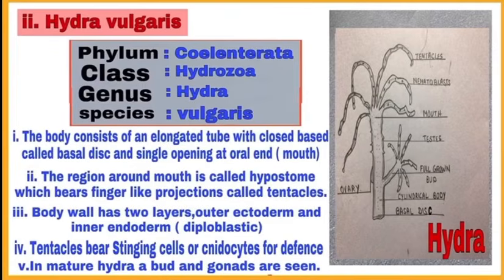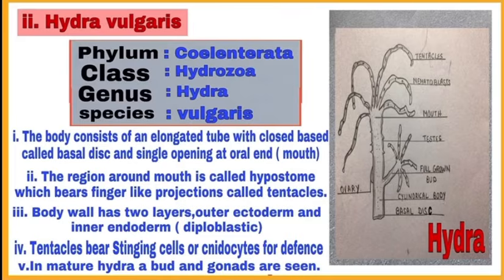Next organism is Hydra vulgaris. It belongs to phylum Coelenterata and class Hydrozoa. See its features. Number 1, the body consists of an elongated tube with a closed base. This base is called the basal disc and there is a single opening at the oral end, which is called the mouth.